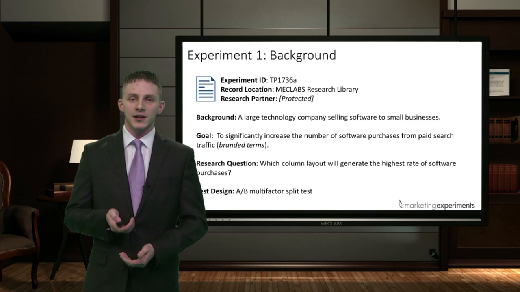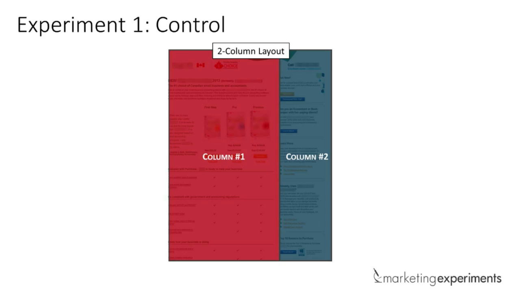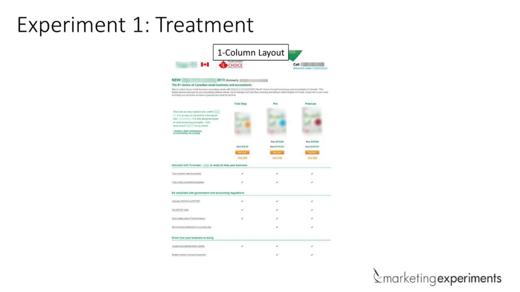So let's take a look at the control. Okay, here we've got a two-column layout. You've got two clearly different sections of content. And now let's take a look at the treatment that was tested. On the treatment, we've got a one column layout. Really, all we did here was eliminate that second column.